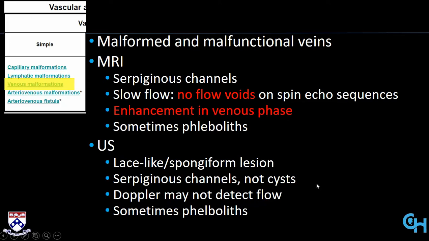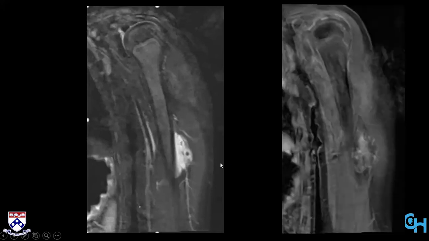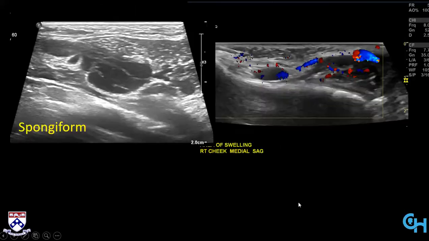Sometimes you see serpiginous channels, although they do not form cysts. The Doppler may or may not detect flow, but usually it does detect some slow flow if you are diligent. And sometimes you see phleboliths as well. A characteristic MR image of a typical venous malformation with a small phlebolith here. On post-contrast imaging, on delayed imaging, you see some central enhancement here, unlike with lymphatic malformation.